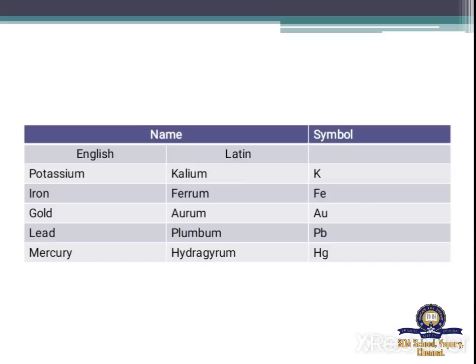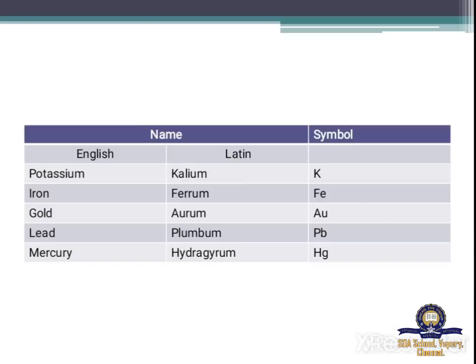I have listed the English name and the Latin names and their symbols in a table. So I have listed 5 elements. Let's see one by one. The first one is potassium, whose Latin name is kalium and its symbol is K. The second one is iron, whose Latin name is ferrum and its symbol is Fe. The first two letters is assigned, whereas for potassium only the first letter is assigned as a symbol.